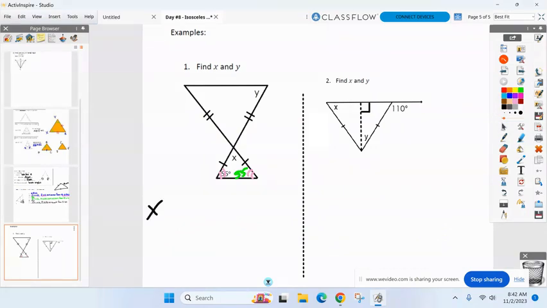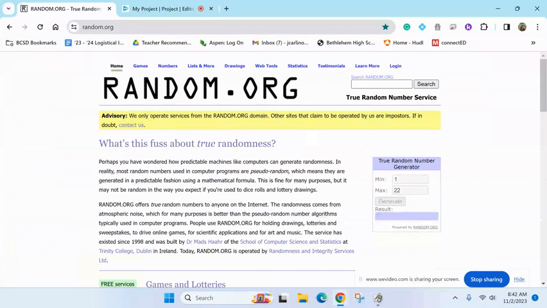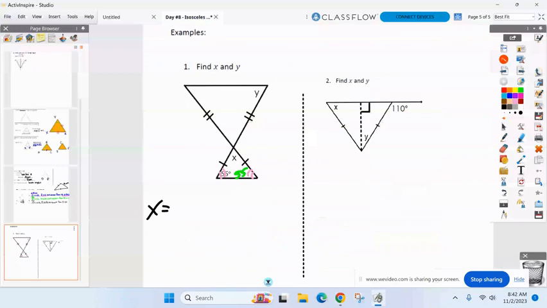How do I find angle X? Let's not forget all the work we did. I don't want to know the answer, I just want to know how you get there. How do I find angle X? Tell me the process. Micaiah, how do I get to angle X? You add 55, and you subtract 180.